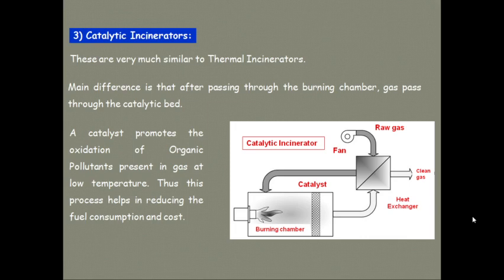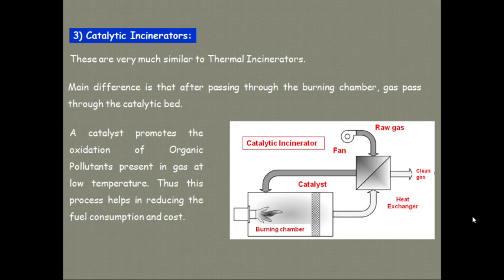As can be seen in this diagram, in the burning chamber, the gas, after being heated by the burner, is passed through a bed of catalyst. The catalyst promotes the oxidation of organic pollutants present in the gas at low temperatures. So, if we use the catalyst, then we do not need to burn or heat the gas to a very high temperature, because the catalytic bed or catalytic material can carry out oxidation of these organic pollutants at low temperature also.